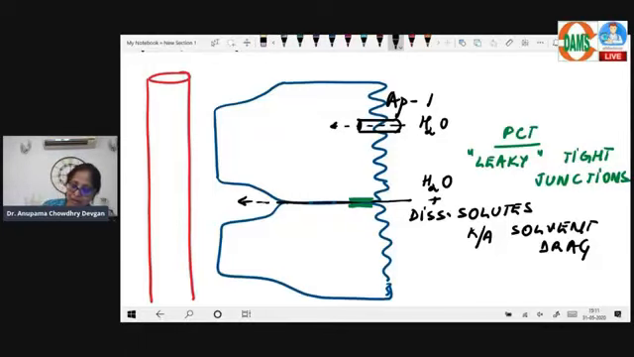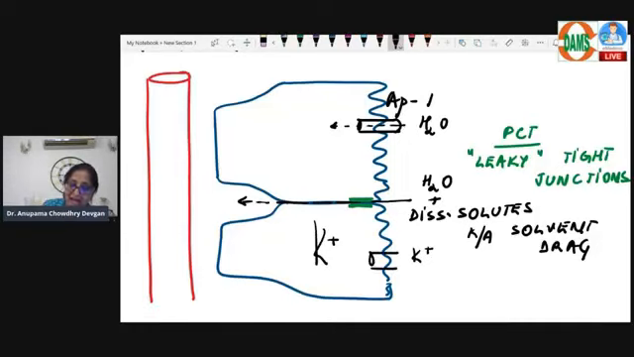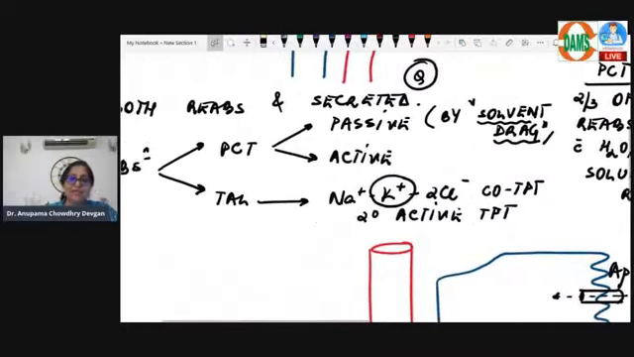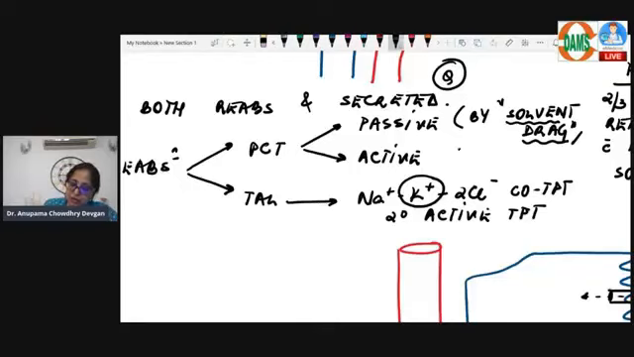Now, if potassium has to go through channels, potassium is in a low concentration here, high concentration here, so it will need an active transport. This movement will have to be active. But which pump is involved, we do not know. Potassium can move passively in the PCT via solvent drag, but if it has to go through the cell, it has to be active with the help of a pump. And it cannot be the sodium potassium pump because the sodium potassium pump is only on the basolateral membrane. So potassium reabsorption in the PCT is passive by solvent drag and active, but which pump is involved, we do not know.